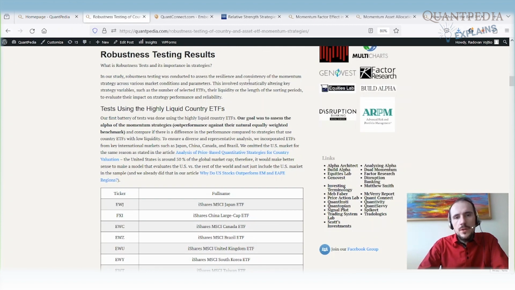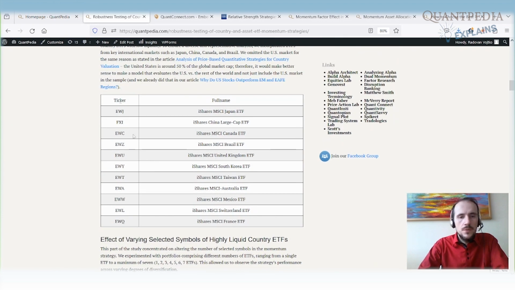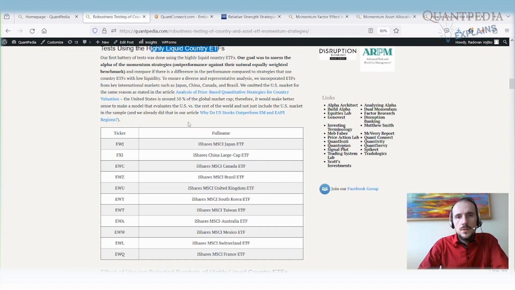We will systematically alter three key strategy variables. That's the number of selected ETFs, the liquidity of the ETFs, and the length of the sorting period. And we will try to evaluate the impact on the strategy performance and reliability. Firstly, we perform the robustness testing with the usage of highly liquid country ETFs. We selected a subset of ETFs for the countries which have really high liquidity. We omit the US market.